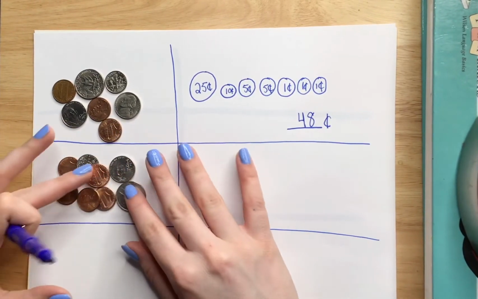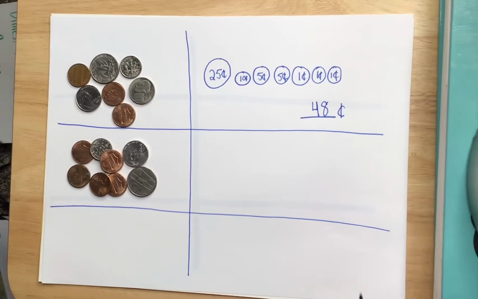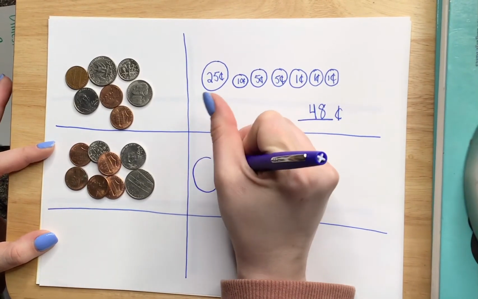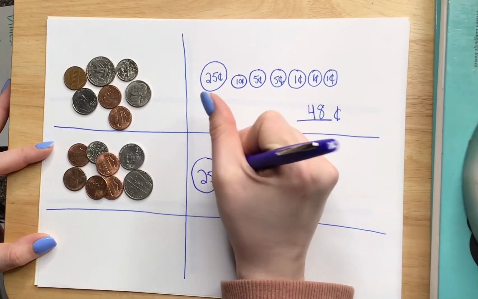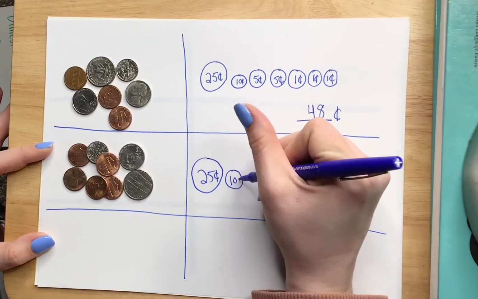All right, so what I'm first looking for when I'm doing this is a quarter, because I know that the quarter is the biggest one, so we want to get that out of the way first. And I'm going down the list. So a quarter is 25 cents. I see one of those. I'm just going to draw one. I see one dime, so I'm going to go ahead and draw that.